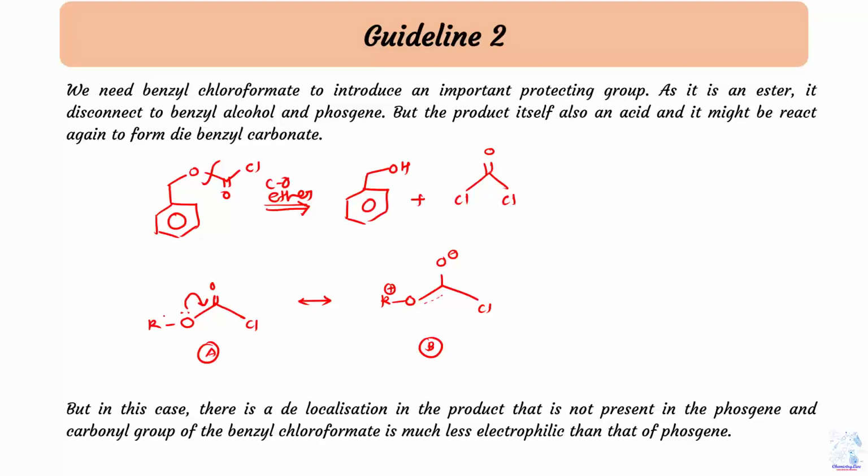At the same moment, R becomes electron deficient because the oxygen pulled the electron from R, and that comes here, so we get this kind of structure. But in this case there is a delocalization, which is not present in phosgene, and the carbonyl group of benzyl chloroformate is much less electrophilic than phosgene. So that's why we will have this kind of group with us.